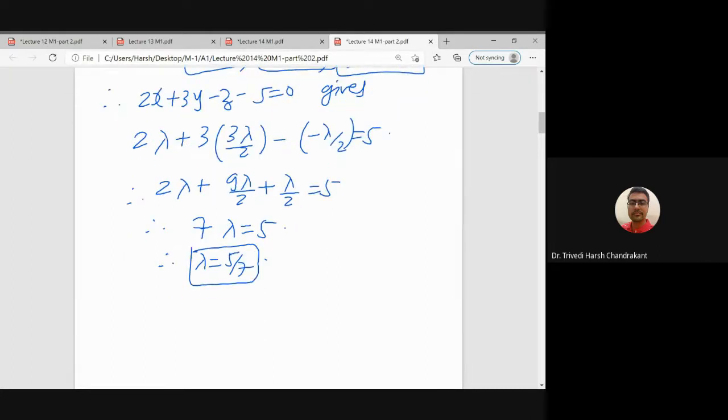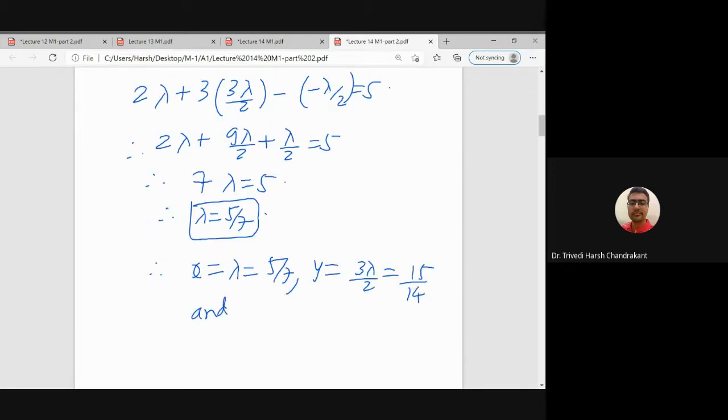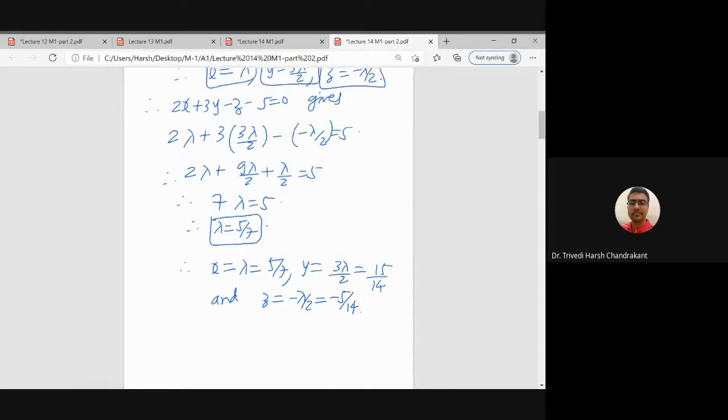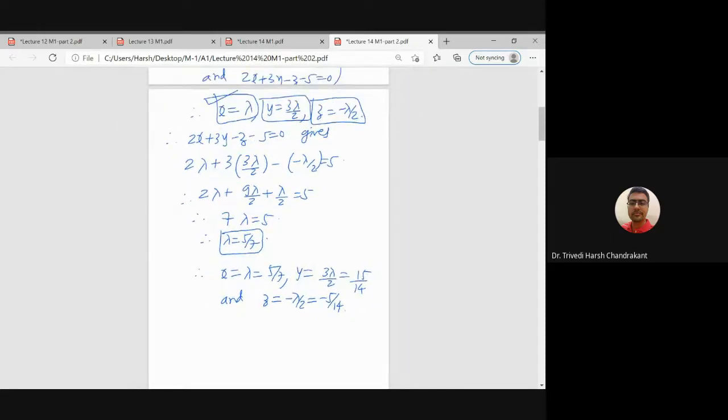Alright, so therefore x is equals to lambda, which is 5 by 7, y equals to 3 lambda by 2, which is 15 by 14, and z equals to minus lambda by 2, which is minus 5 by 14. Right, so we got x, y, and z values which minimize the given function.